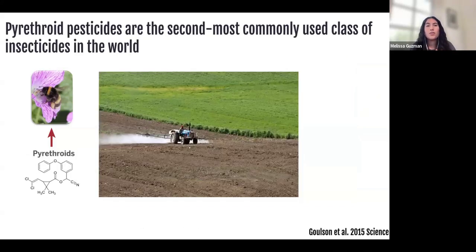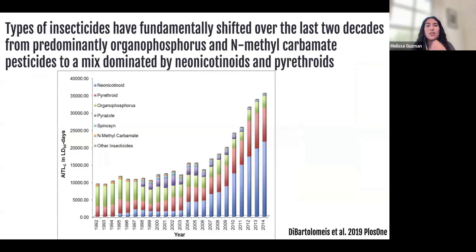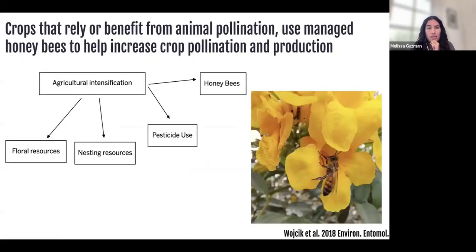The other reason why I wanted to focus on pyrethroids is because they're the second most commonly used type of insecticide in the world. Previous studies have looked at the composition of insecticides since the mid-1990s in the US, and they found that most of the risk for insects, particularly bees, comes from the huge uptick of neonicotinoids and continued use of pyrethroids, and less so from the use of organophosphates or carbamates. Because of this, I focus mostly on these two types of insecticides.